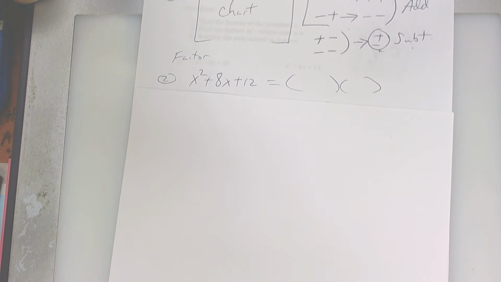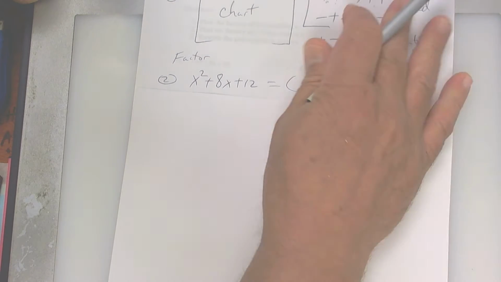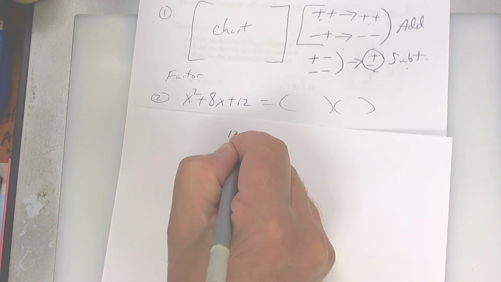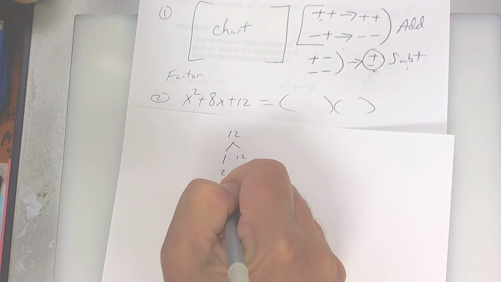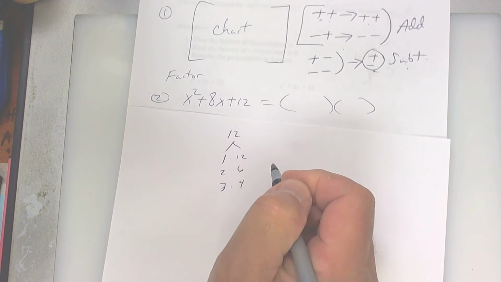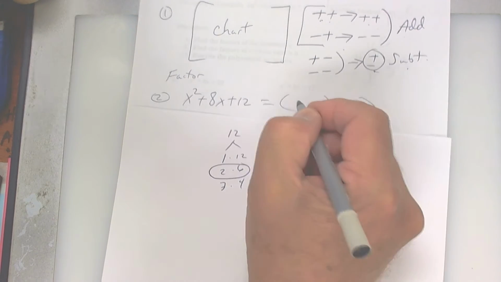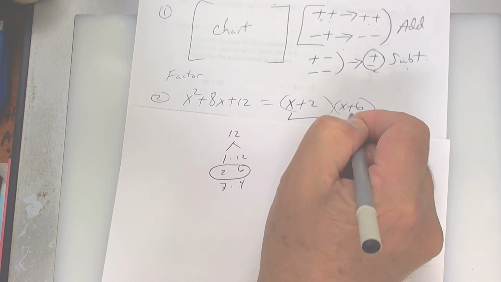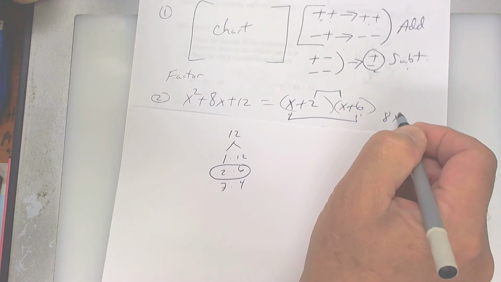This one right here says factor. They're both pluses. So according to the chart, my answer is going to be two pluses, and I'm going to be adding. So I take the 12, and I want to see this work. 1 times 12, 2 times 6, and 3 times 4. I'm looking for something that's going to add to give me 8. There it is. So it's going to be x plus 2, x plus 6. I want you to check the outer and the inner. That's 6x and 2x makes 8x. And that's the middle term.